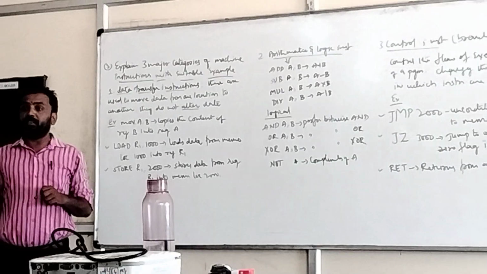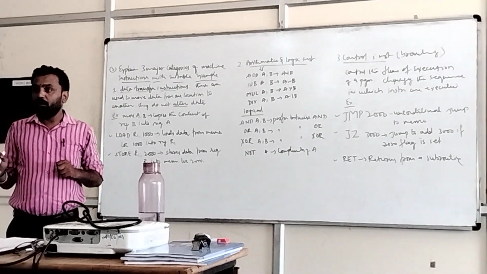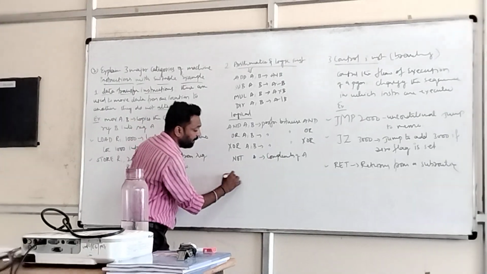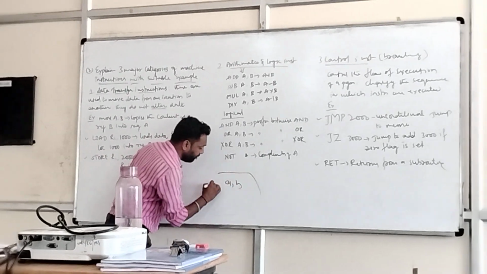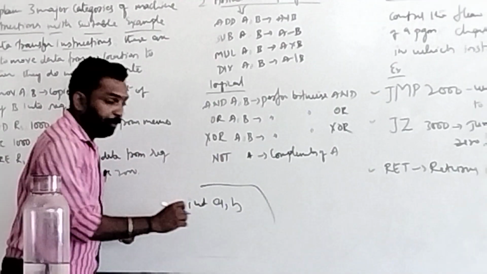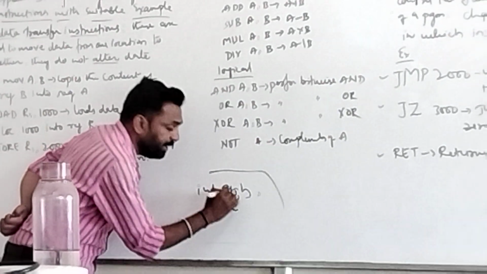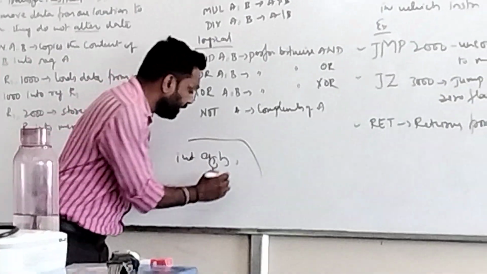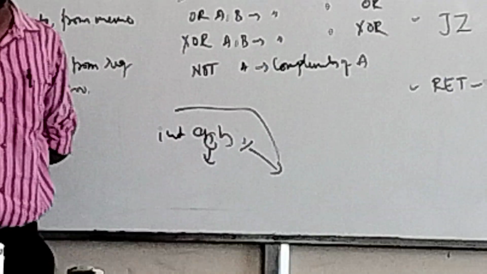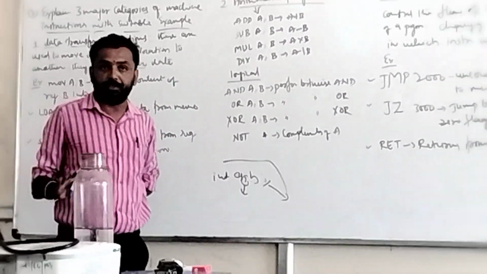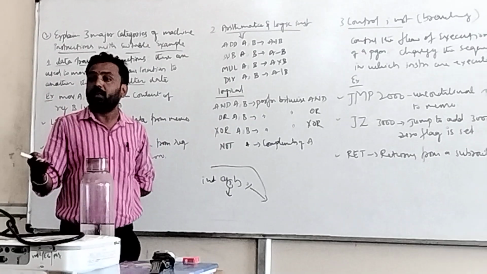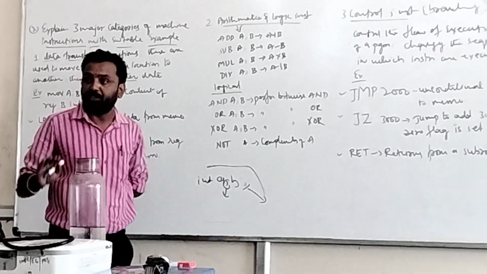Machine instructions. First of all, what is an instruction? You already studied C. If in a C program you wrote int a, b; here this comma is also an instruction, and the semicolon is also an instruction. Instruction means you are passing some commands, like a military command.